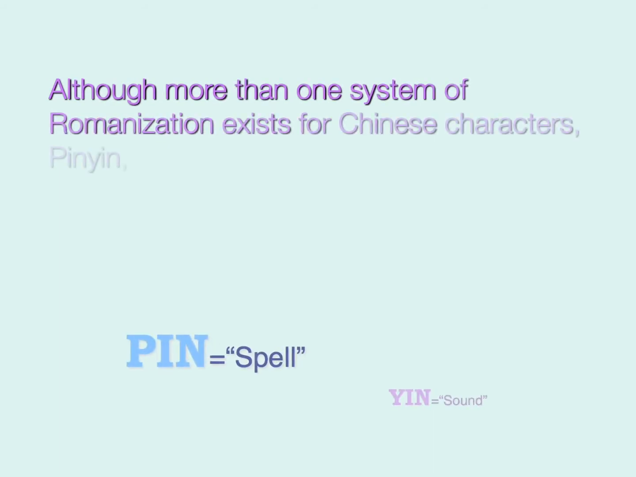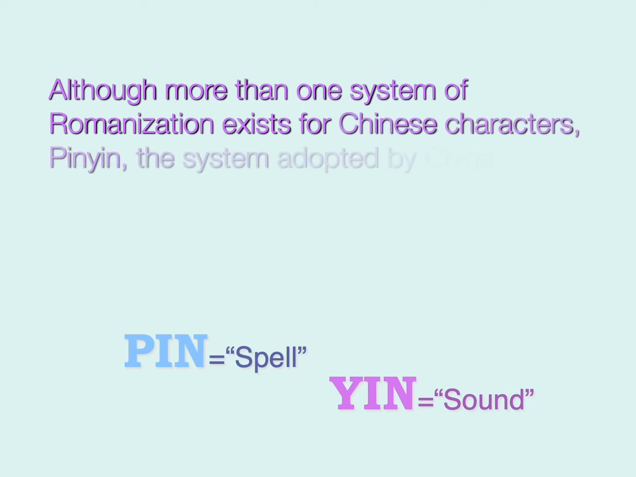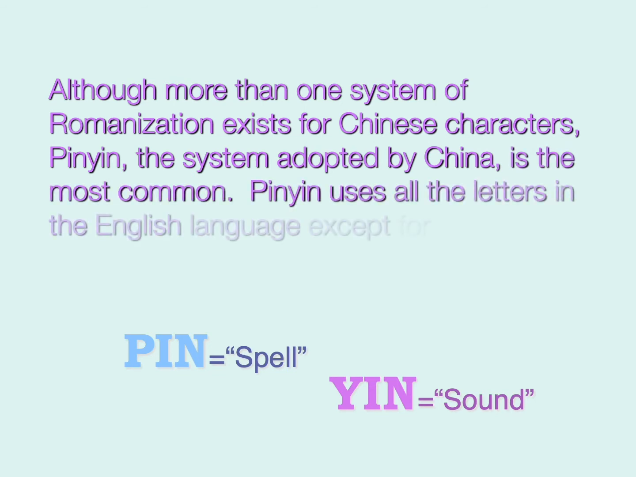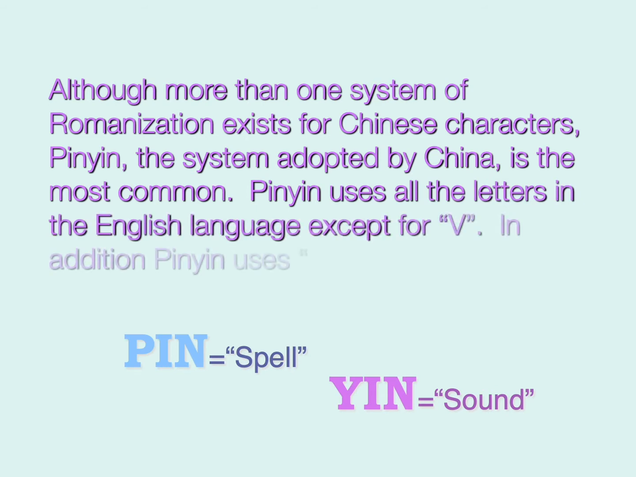Although more than one system of romanization exists for Chinese characters, Pinyin, the system adopted by China, is the most common. Pinyin uses all the letters in the English language except for V. In addition, Pinyin uses yu.